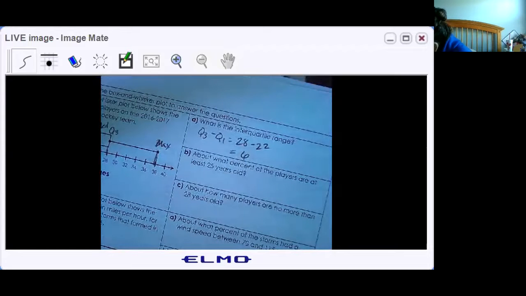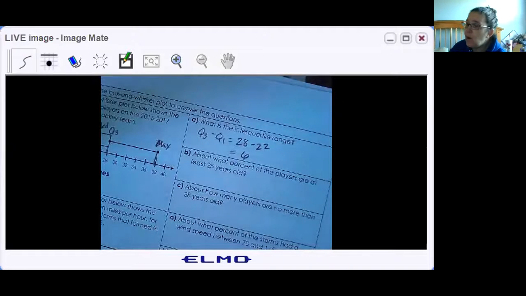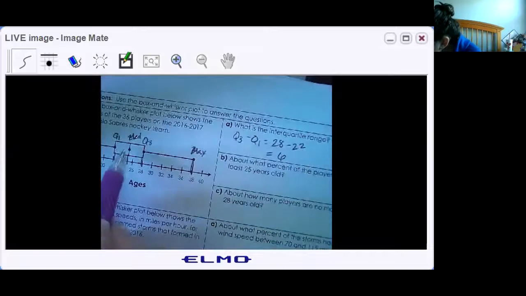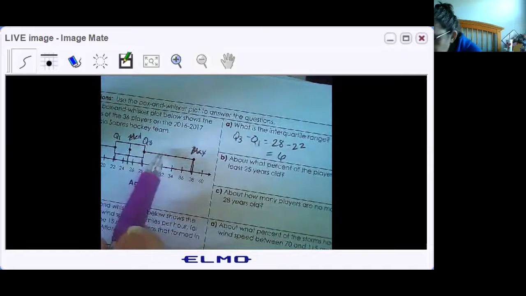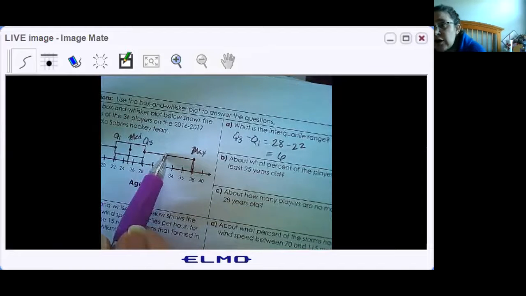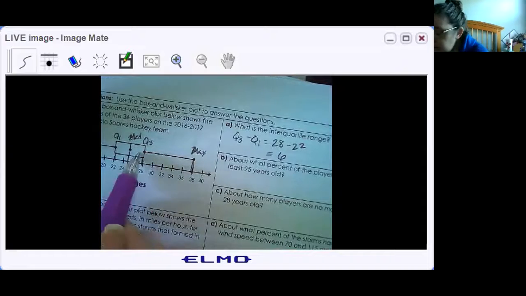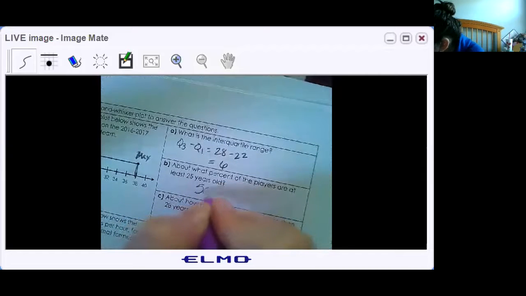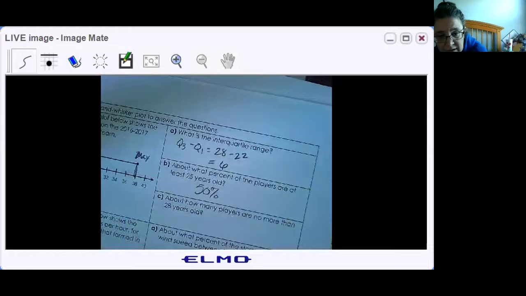About what percentage of the players are at least 25 years old? Well, at least means that number or bigger, okay? They have to be 25 or older. Well, let's look at our picture. 25 is our median. So I have 2 chunks of my graph that are above. Well, each chunk of this graph is worth 25%. So 25 and 25 is 50. 50% of my players are at least 25 years old.